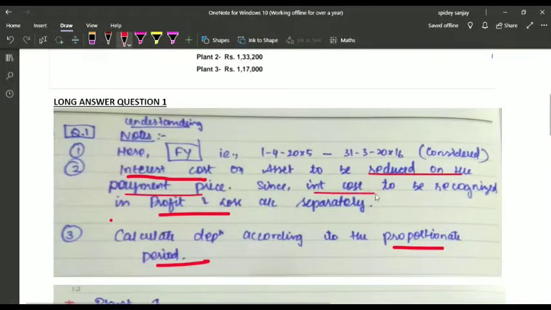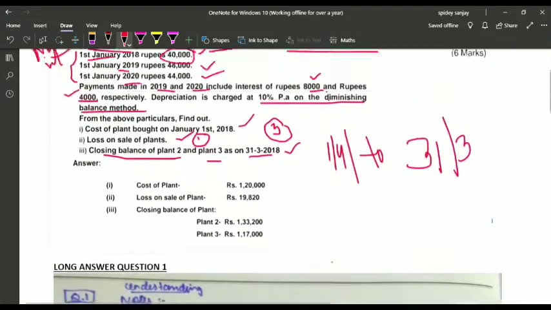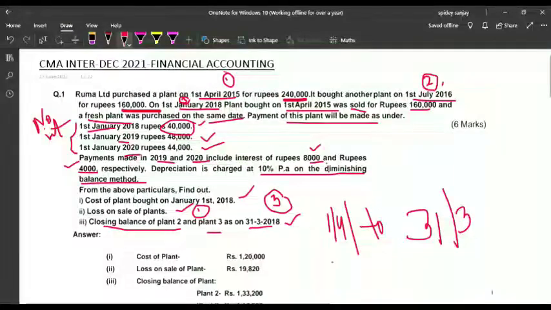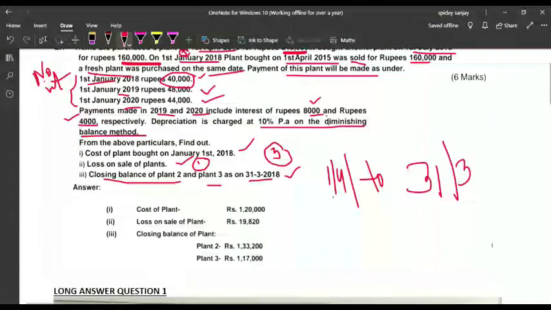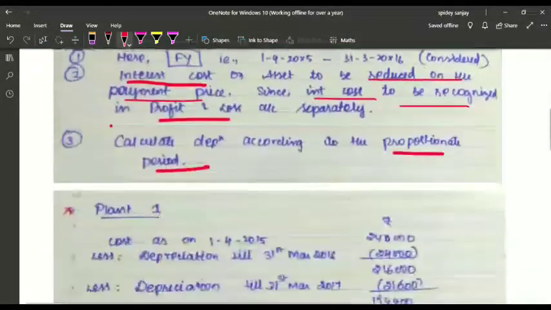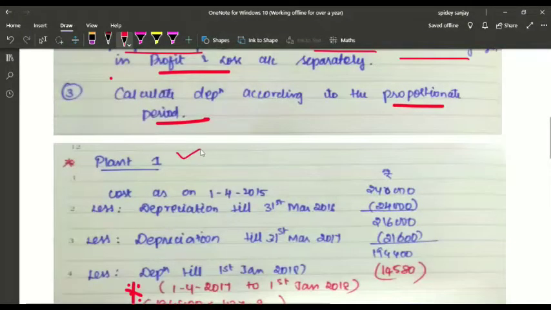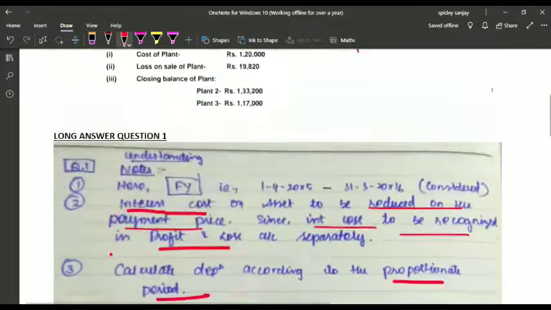As a general rule, depreciation has to be calculated on a proportionate period. If the asset is there for 3 months, we calculate 3 divided by 12. If the asset is there for 9 months, then 9 divided by 12, like that. So we can proceed towards the sum. For plant 1, the cost of the asset is 2,40,000.